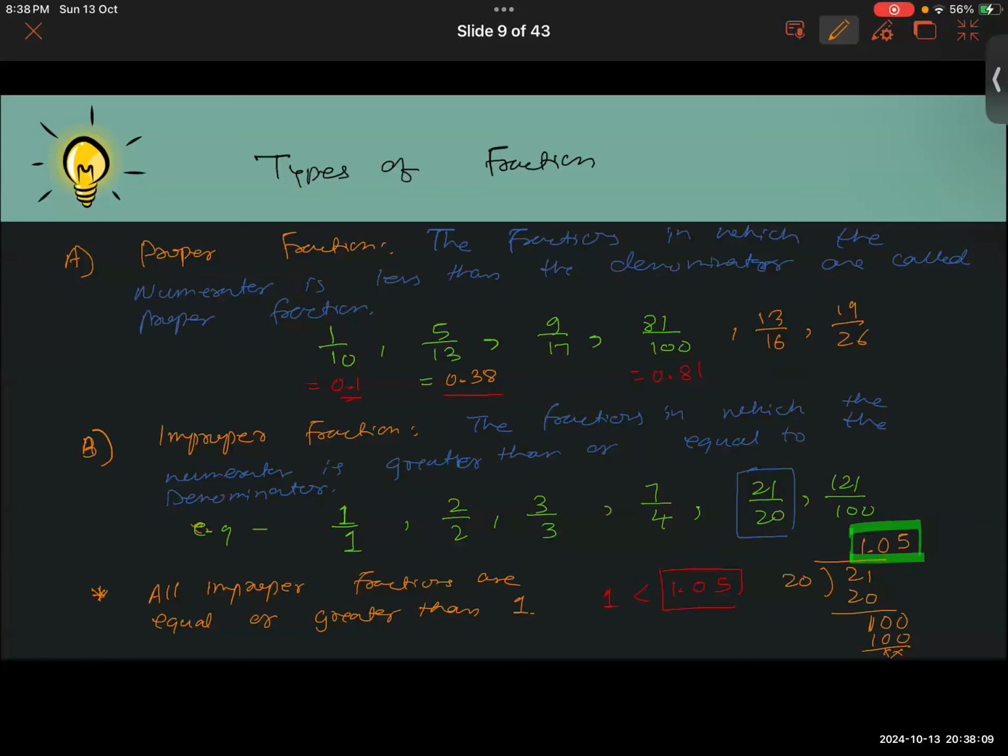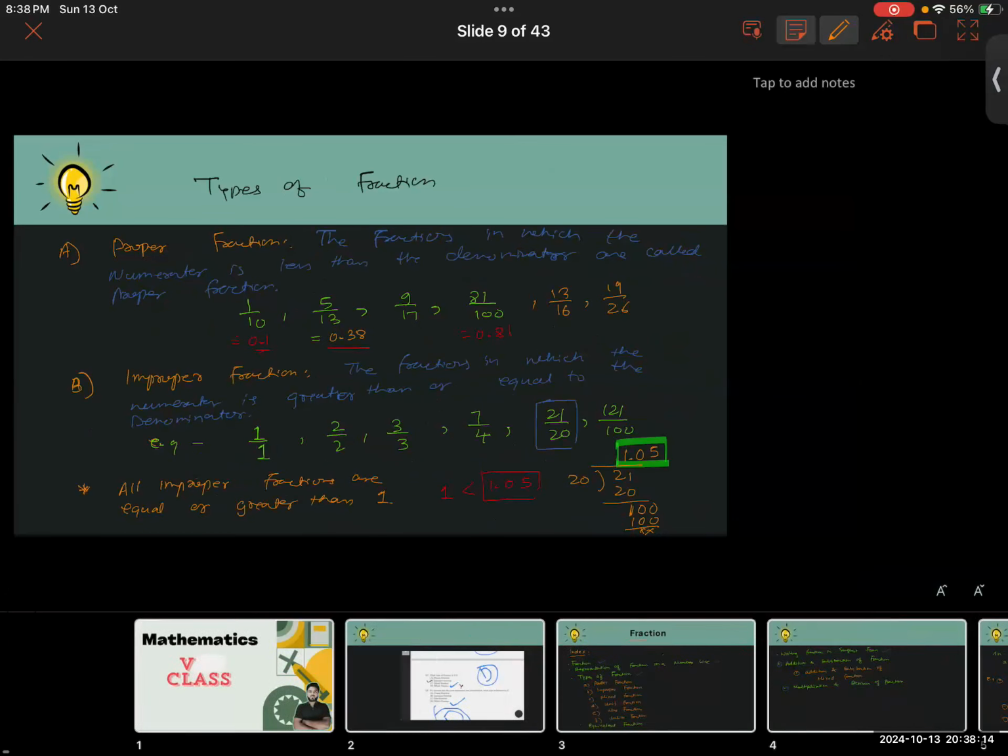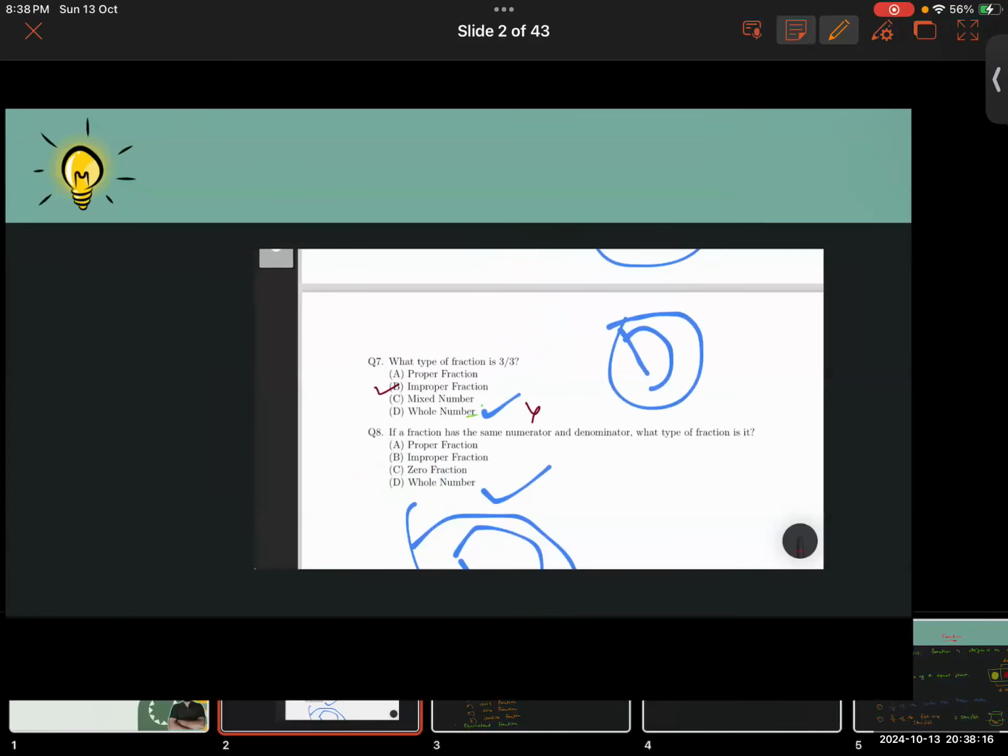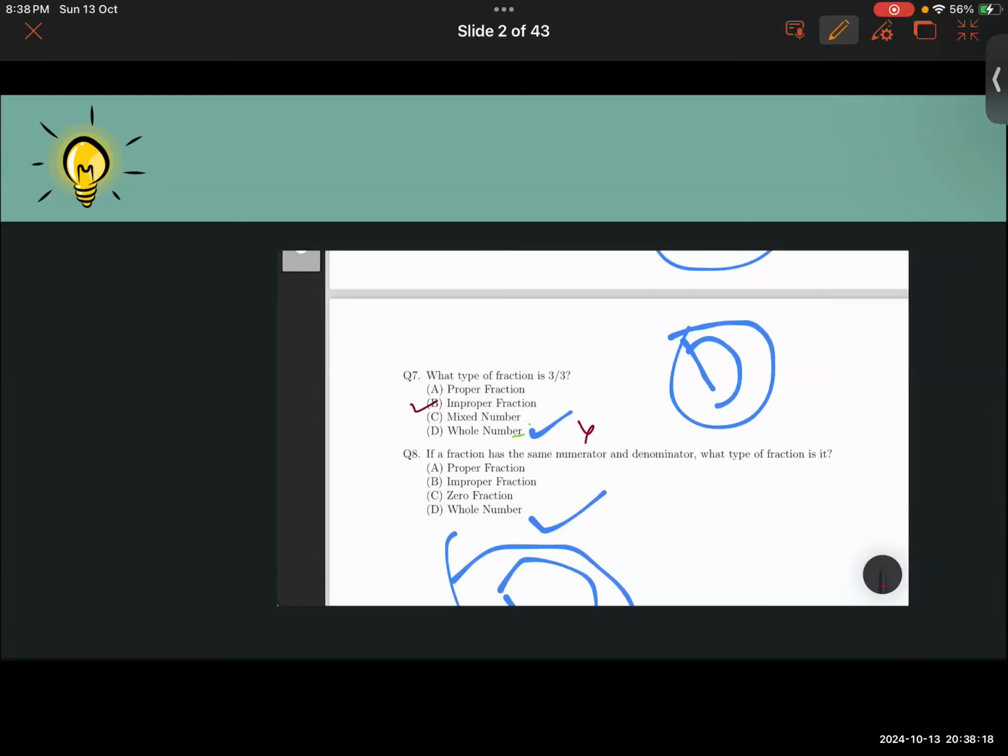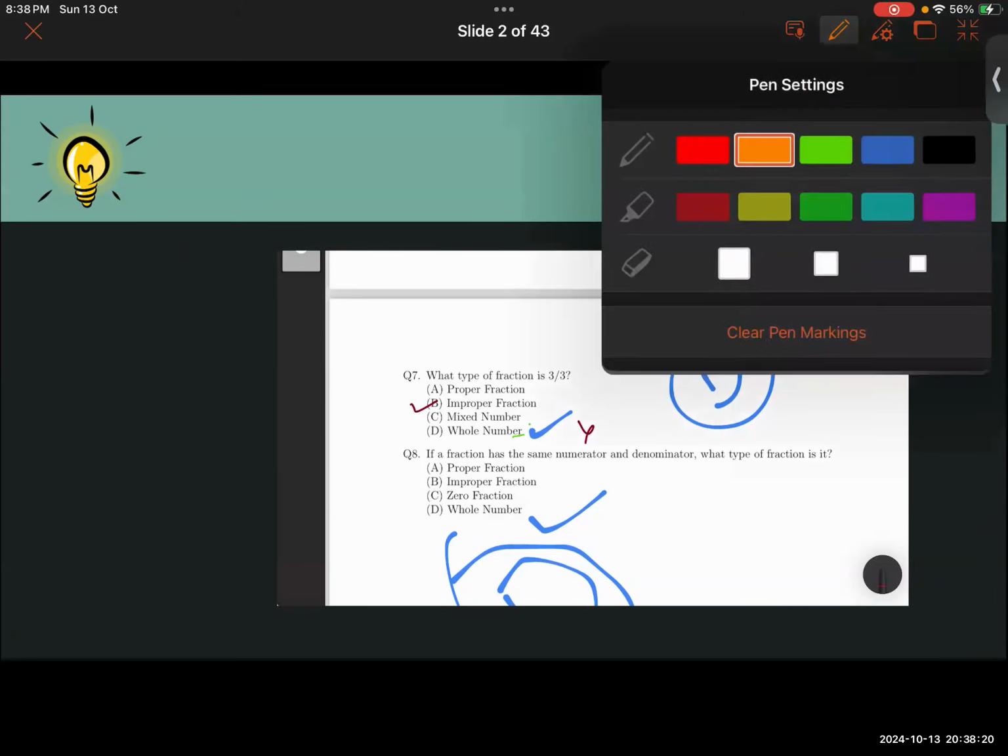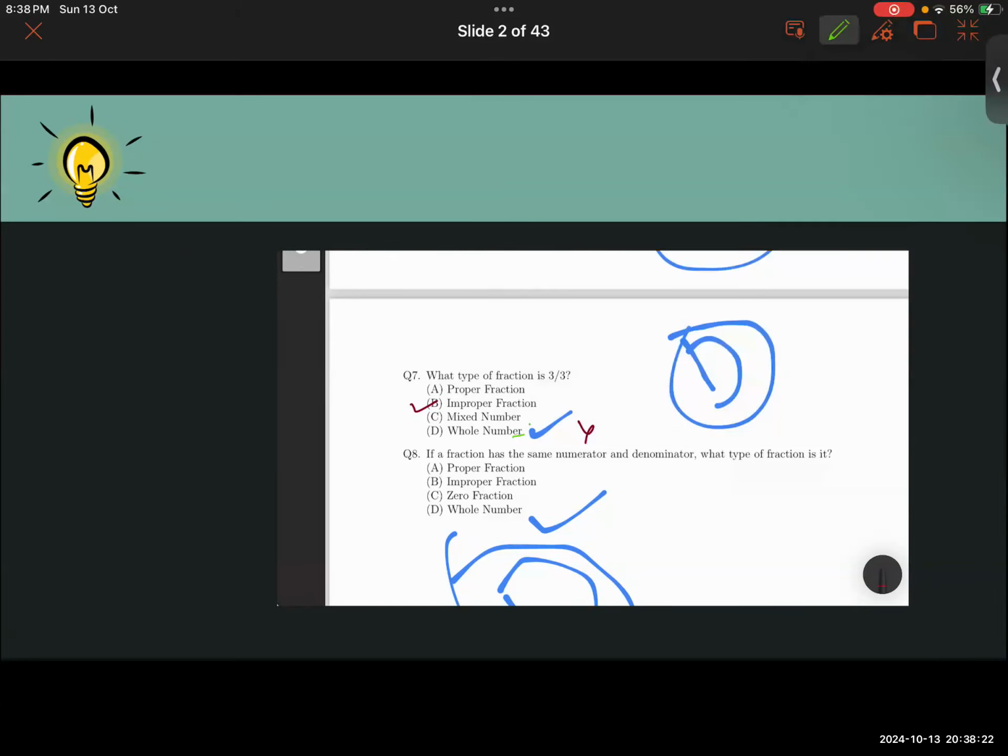As per the definition, the given question is an improper fraction, not a whole number. There was one more question in which you hadn't mentioned the whole number properly, the mixed fraction properly.